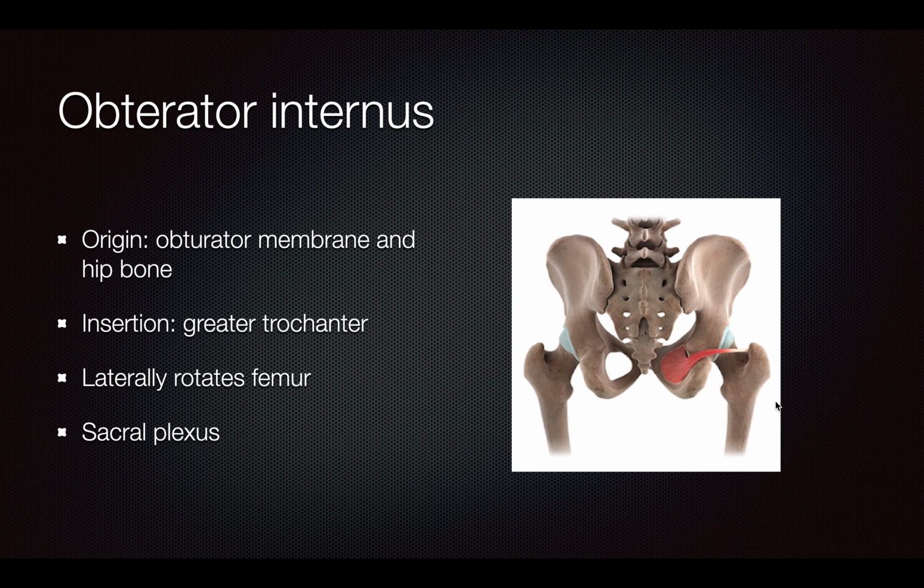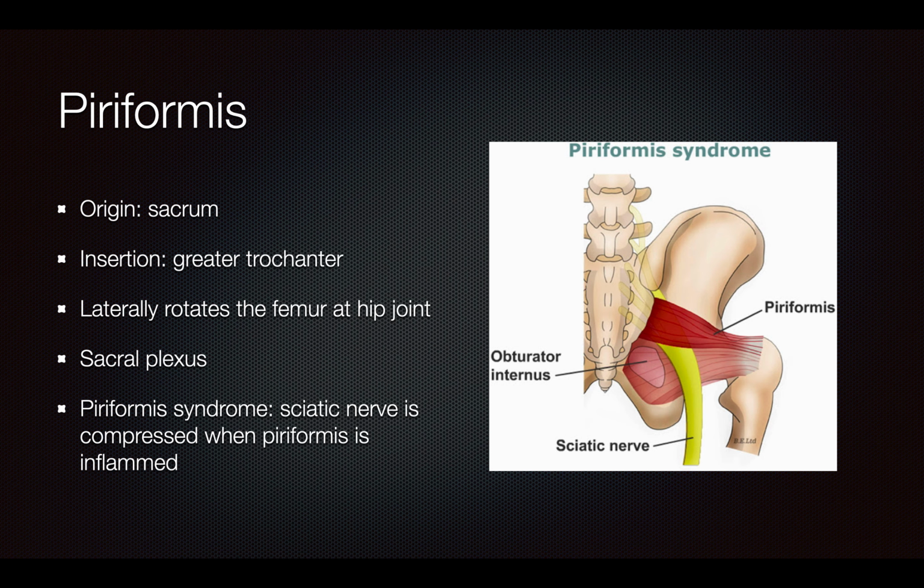Okay, so the obturator internus is a small muscle right here, and the origin is the obturator membrane and the hip, and then it inserts into the greater trochanter, crossing over. This will laterally rotate the femur, and it's innervated by the sacral plexus.